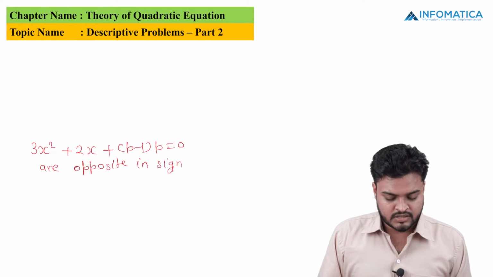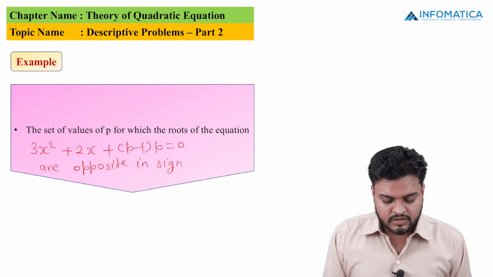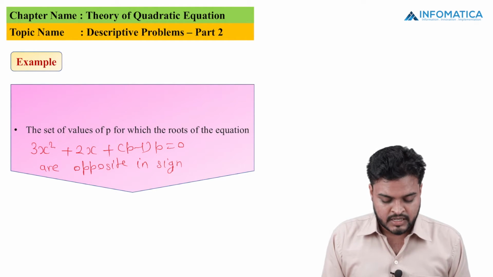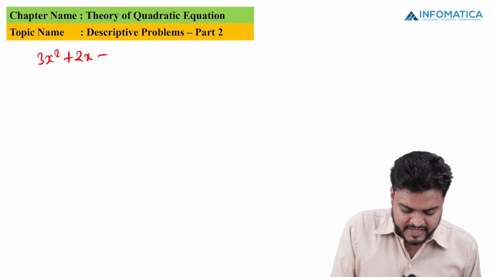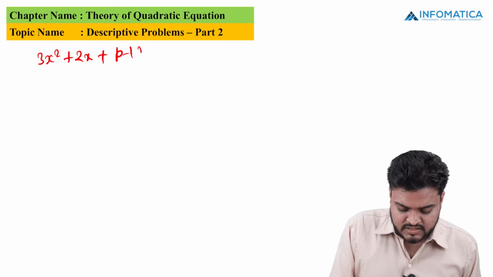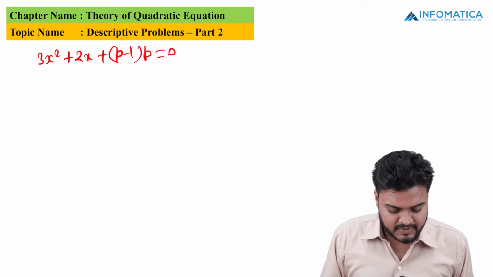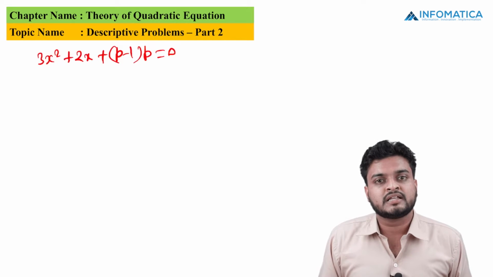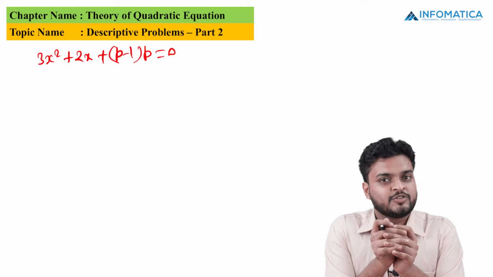Let's solve another question. The question is: the set of values of p for which the roots of the equation 3x square plus 2x plus (p minus 1) into p is equal to 0 are opposite in sign. The given condition is that the roots are opposite in sign, and now I have to find the value of p.